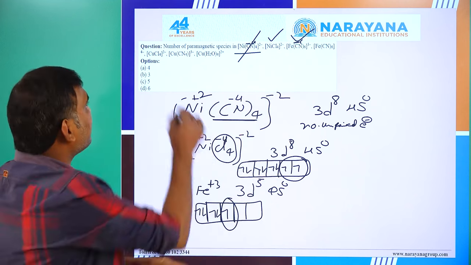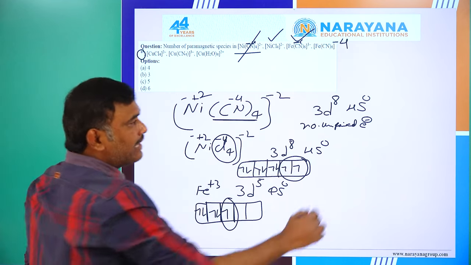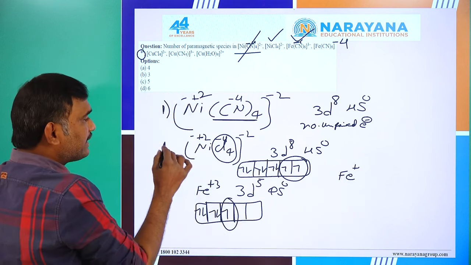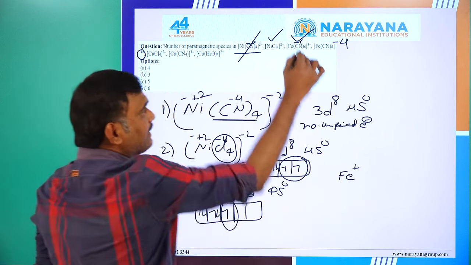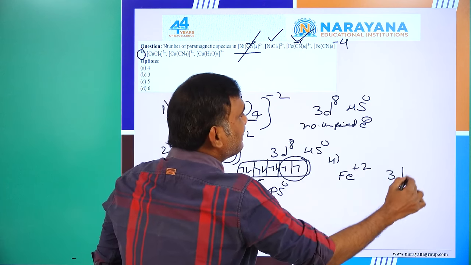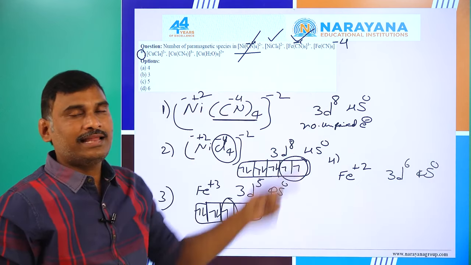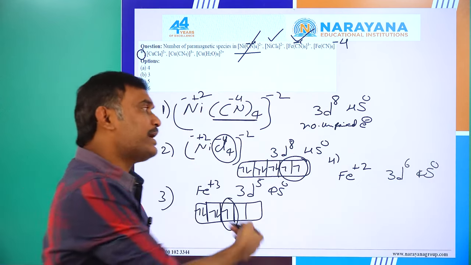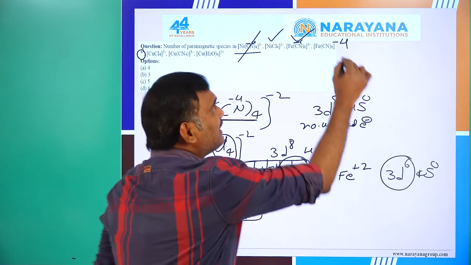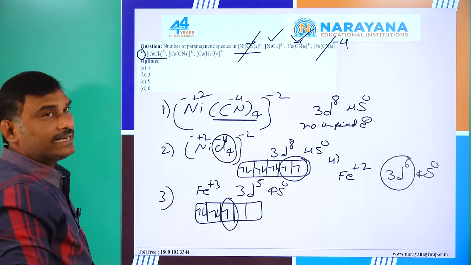If we go for Fe(CN)6 with -4, here is the thing, students. Here the iron is +2, that means 3d6 4s0. But the ligand is a strong field ligand, so all electrons get paired. That means no unpaired electron, so again diamagnetic. Now go for the copper tetrachloride.